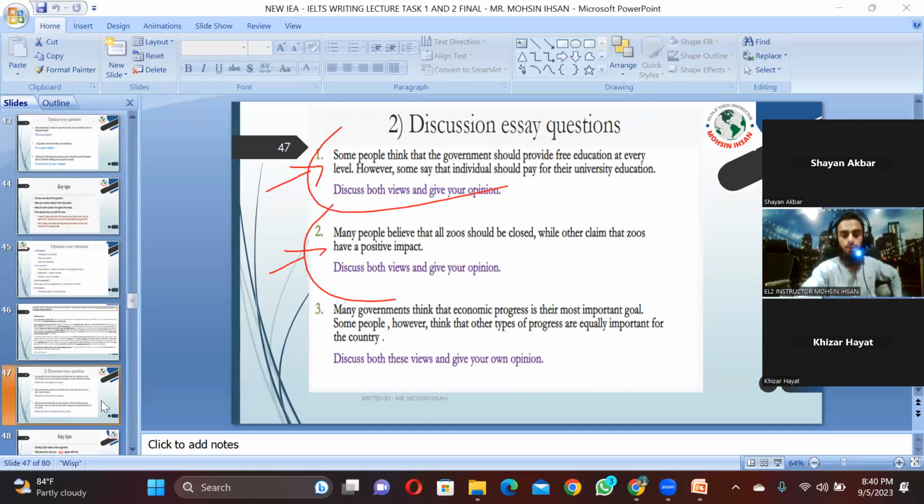Let's talk about this one. Many people believe that all zoos should be closed. Others claim zoos have a positive impact. Discuss both views. Give your opinion. What is the structure for this kind of essay which asks you for three opinions? One opinion, the other opinion, and your opinion. Let's see.